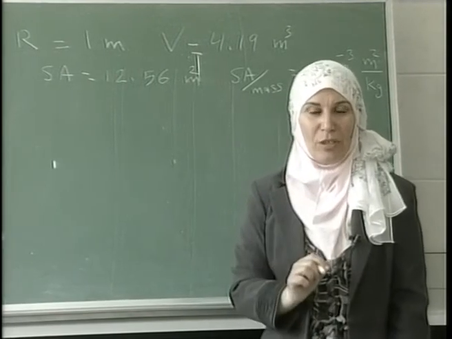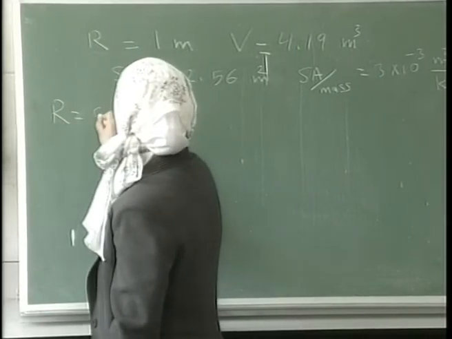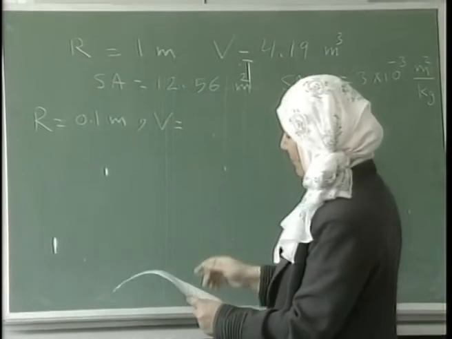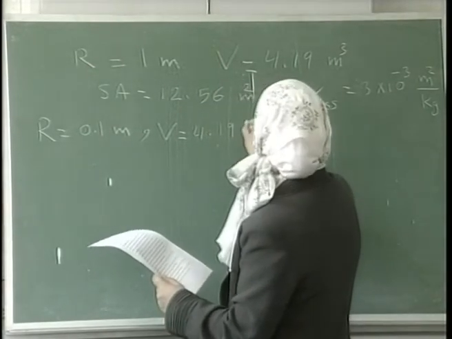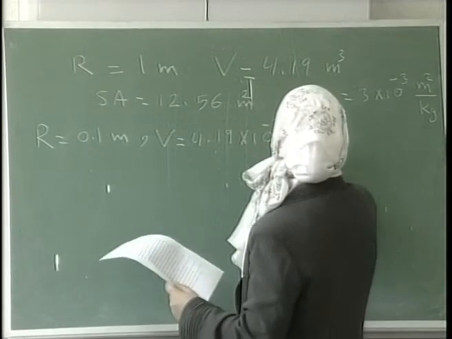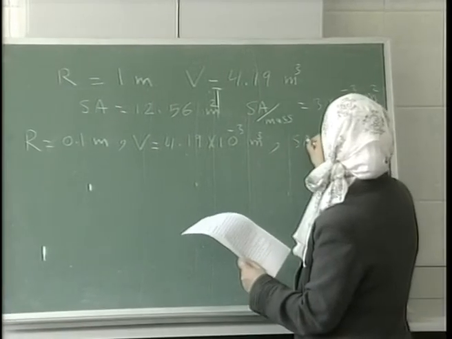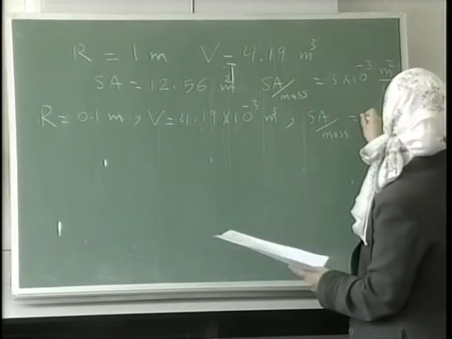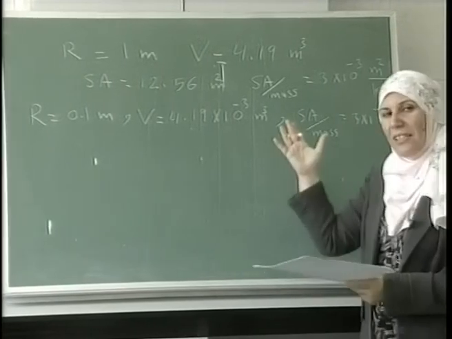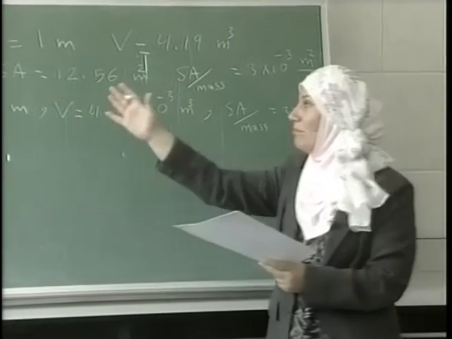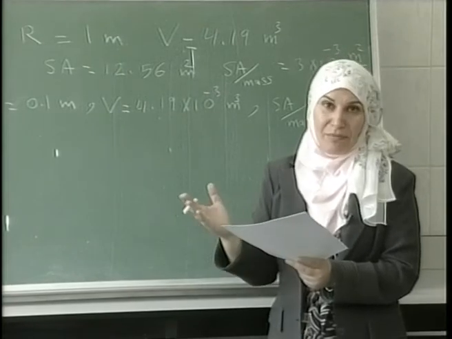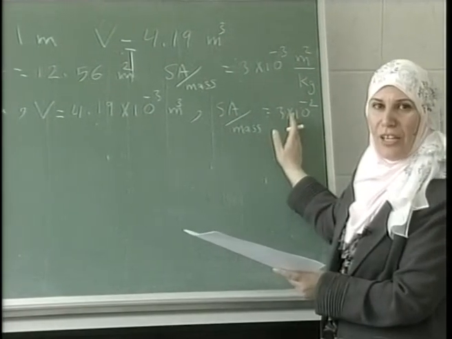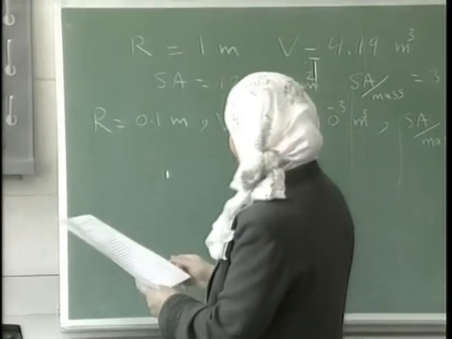Let me make smaller balls with radiuses of 0.1 meter. Then the volume will be 4.19 times 10 to the 10th power minus 3 meters cubed. And the surface area for the mass compared with the first will be 3 times 10 to the 10th power minus 2. In case we decrease the ball's radius from 1 meter to 0.1 meter, that is 10 times smaller, we will note that the surface area for the mass will increase by 10 folds.